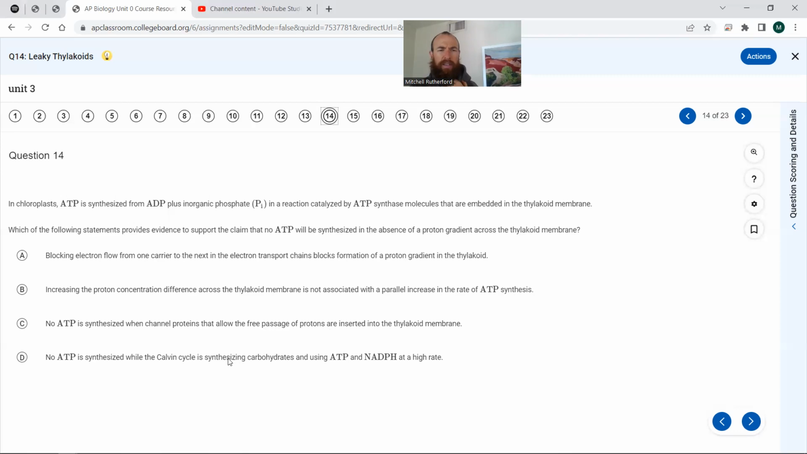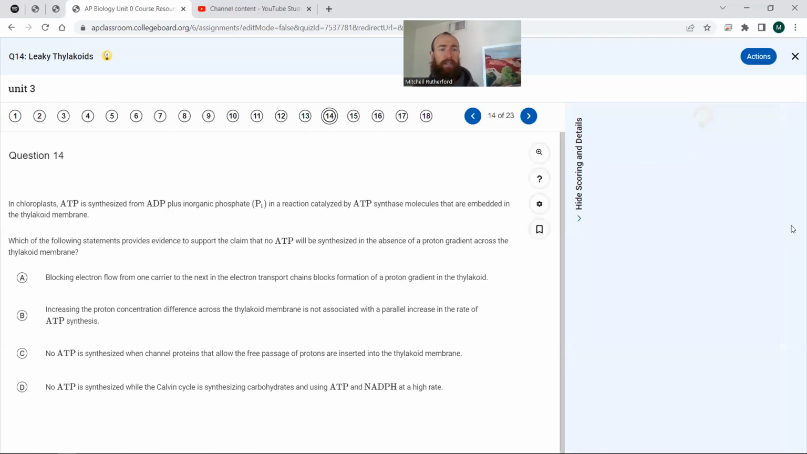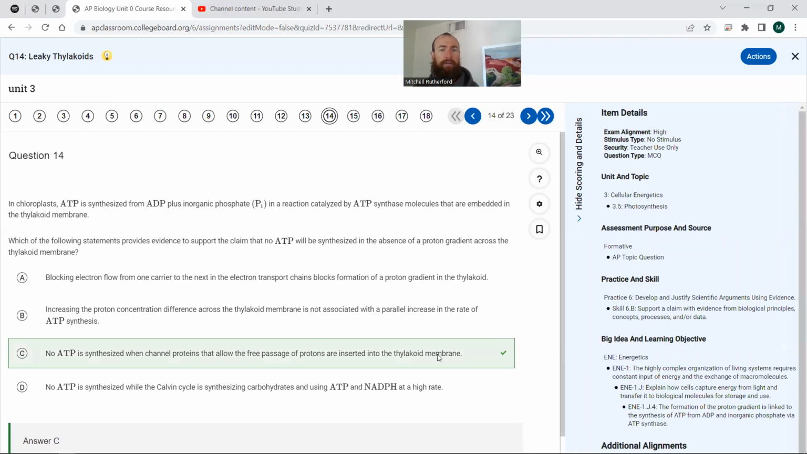And then D, no ATP is synthesized while the Calvin cycle is synthesizing carbs using ATP. No, that has nothing to do with the proton gradient. I'm feeling pretty confident with C here. Okay. So notice that B, where I had like, okay, that's the opposite, but proving that someone with shoes can run doesn't really mean that someone without shoes can't run. So that's why we don't like B. Okay. Great.